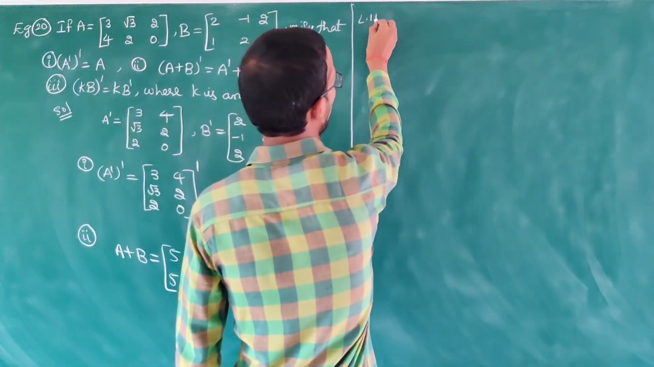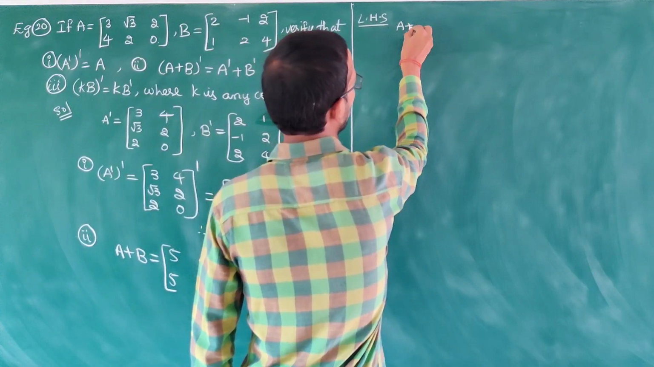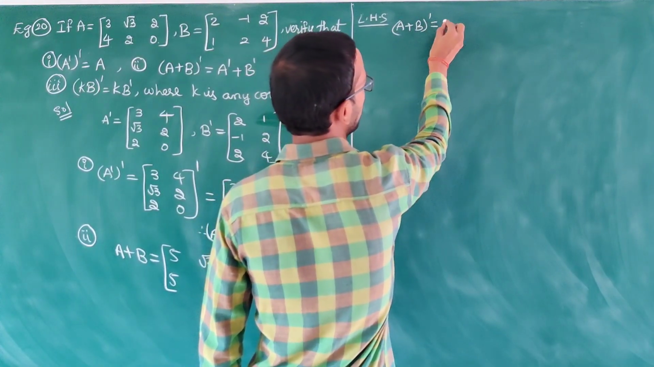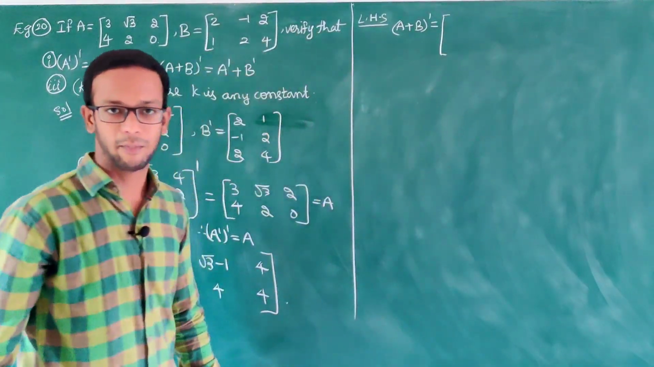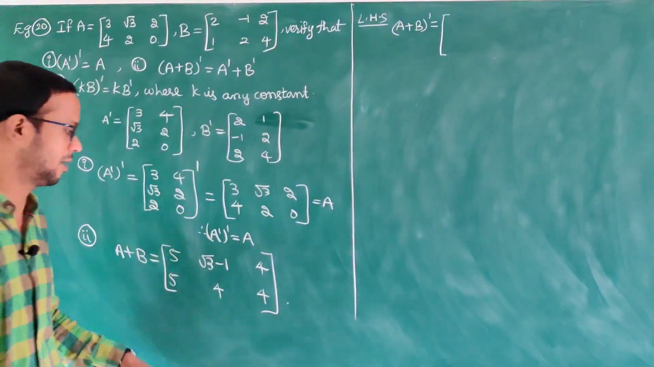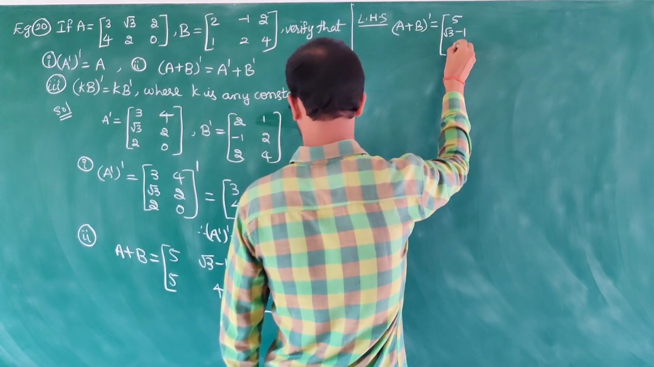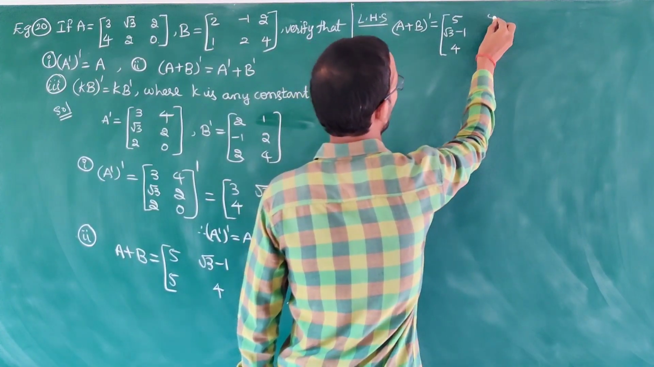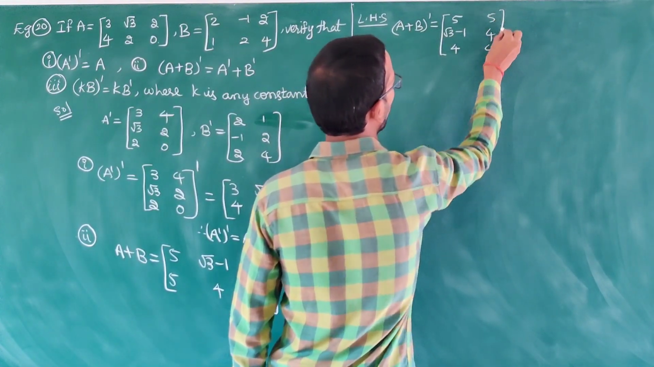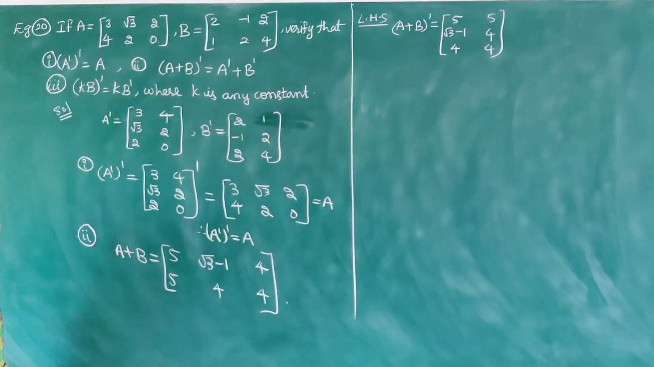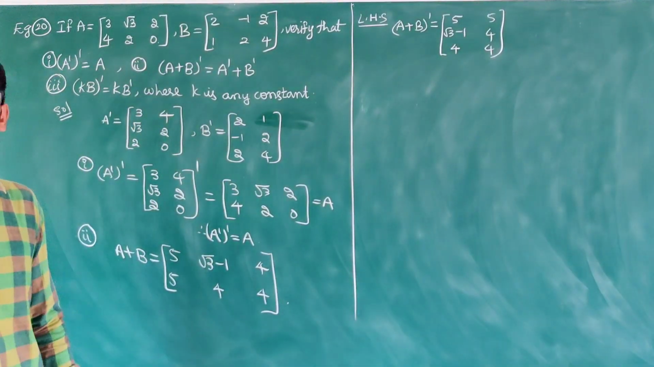Left side, (A + B)'. (A + B)' means I write its transpose, that is 5, root 3 minus 1, 4, 5, 4, 4, 5, 4, 4. This is (A + B)'.